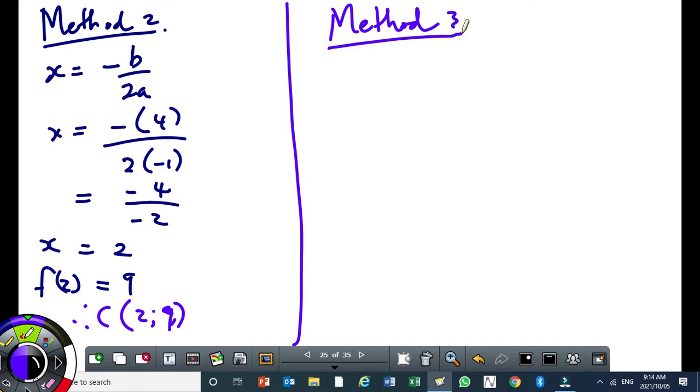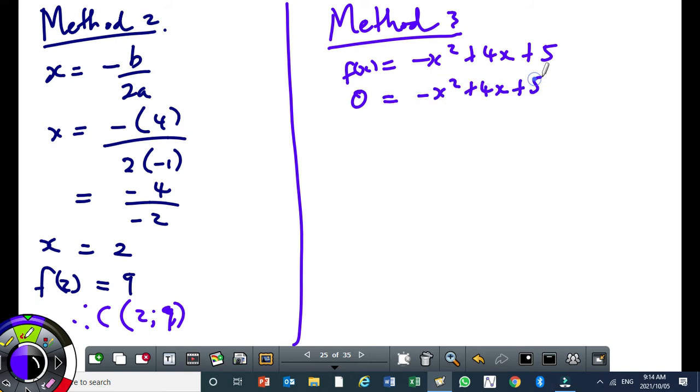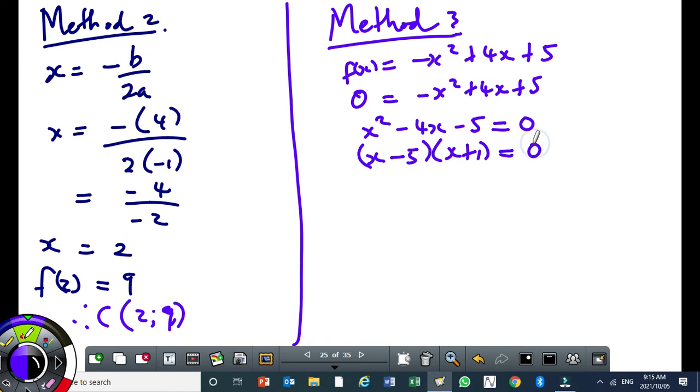We just have to find the x-intercept. So our equation is f of x equal to minus x squared plus 4x plus 5. So if I substitute f of x to 0 so that I can solve the quadratic equation in order for me to get the x-intercept, this will become x squared minus 4x minus 5 equal to 0. So I'll get x minus 5 times x plus 1 equal to 0. This will give me x equal to 5 or x equal to minus 1. I'm sure you can see that this is probably a longer method because you need to know the x-intercepts.